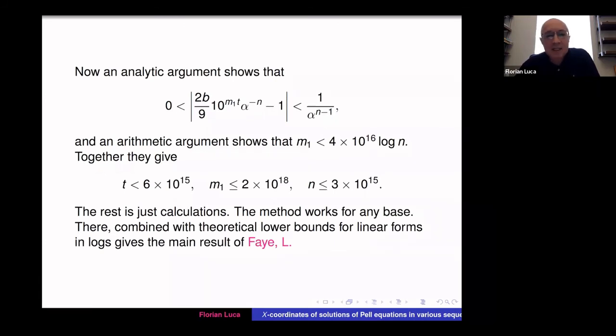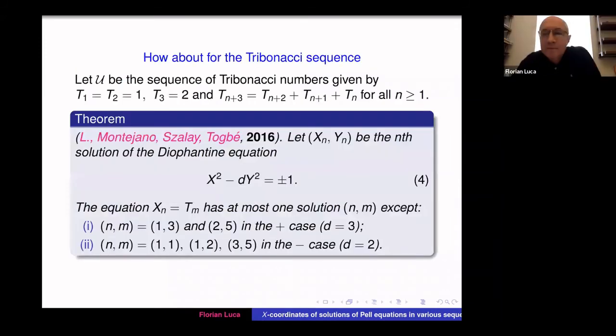So then you have an analytic argument, and then you have a similar arithmetic argument, then you put them together. And of course, once you discover a few things and write a few papers, you feel very good about yourself. But then I said, let's try something for which this method doesn't work. So let's try Tribonacci numbers.